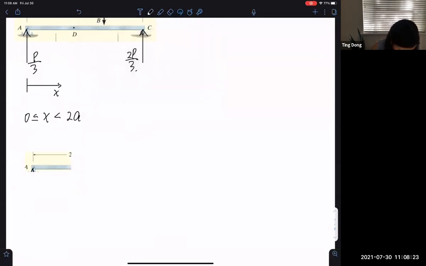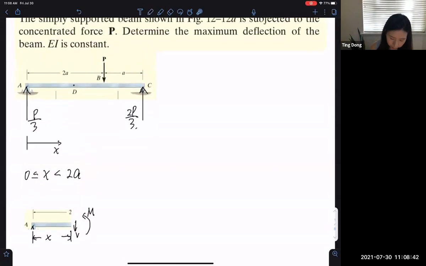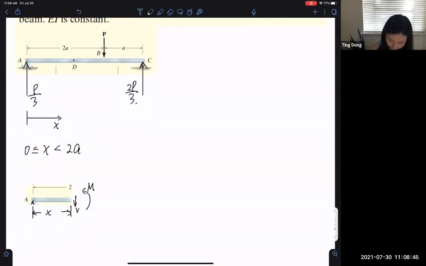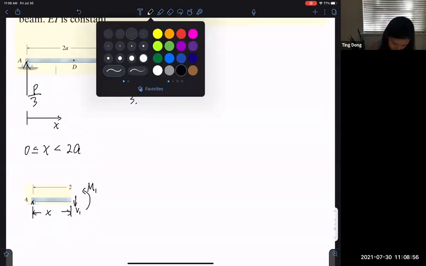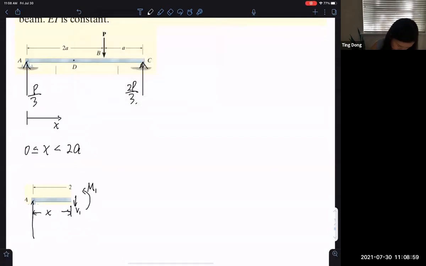So, of course, this distance is x. And on the cutting surface, we have the internal shear force V and bending moment M. Because this is the first section we consider, we put a label as the first section, so I put the subscript V1, M1 here. And the reaction force, P/3.